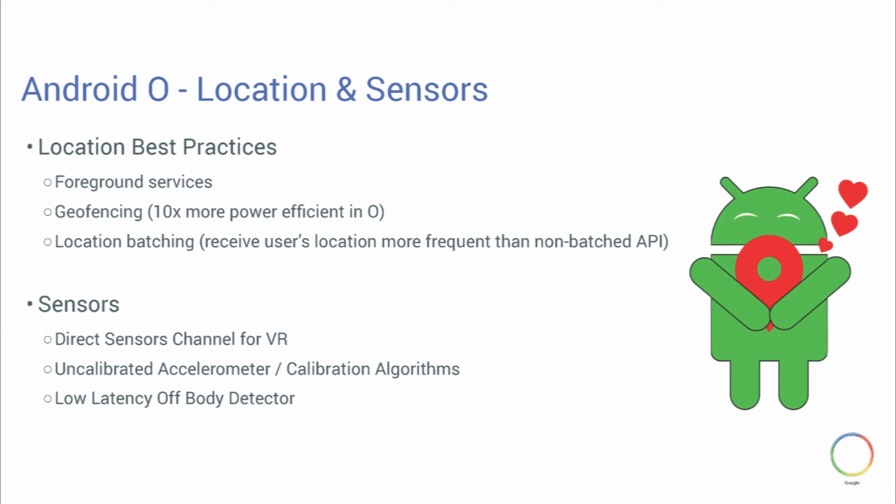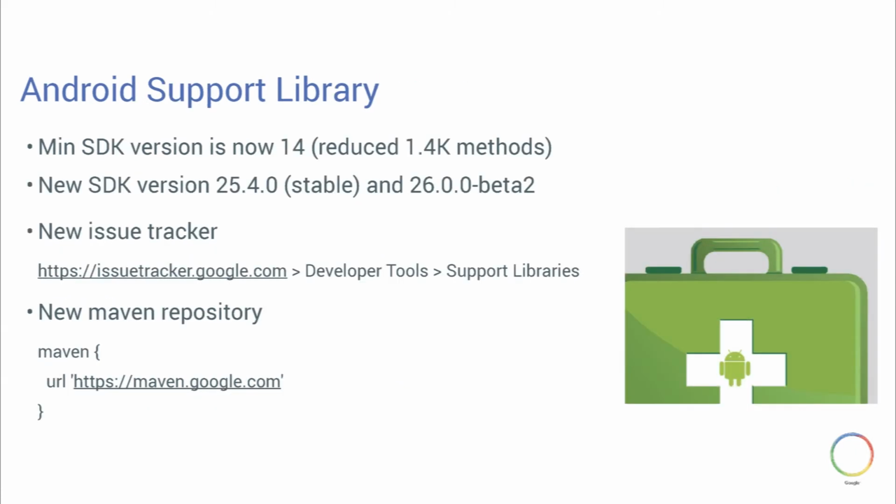In terms of the support library, we updated our minimum SDK version support to now 14. The benefit of this is we reduced the number of methods by 1.4K. So if you are running almost close to the 65K DEX method limit, this will help you to further reduce the stress of running over.